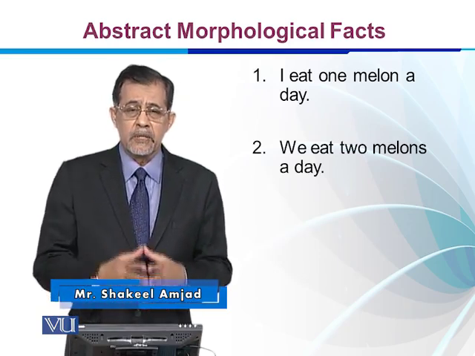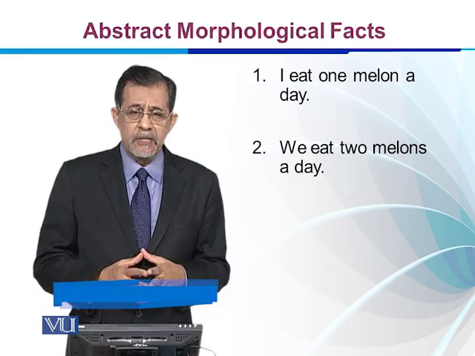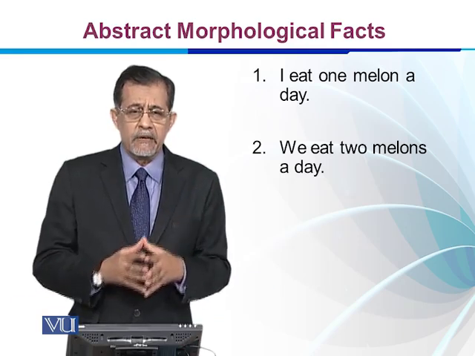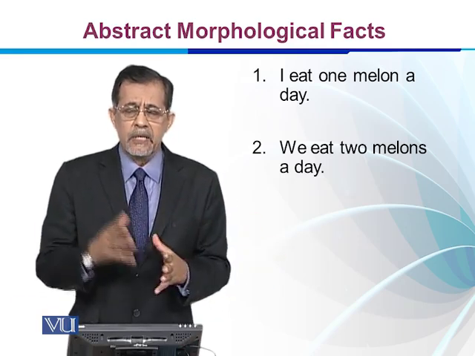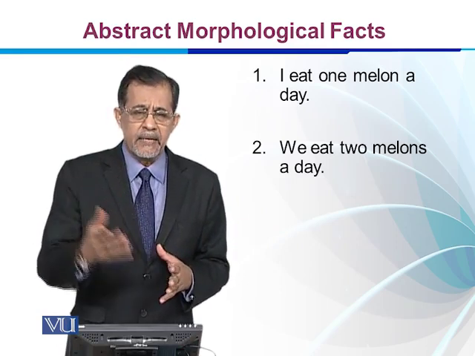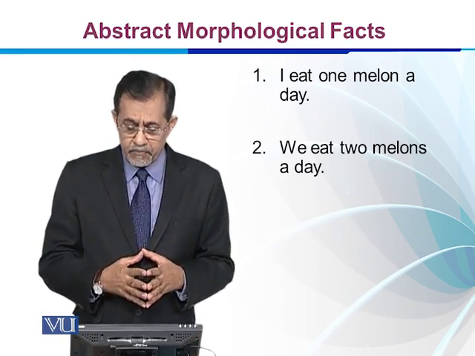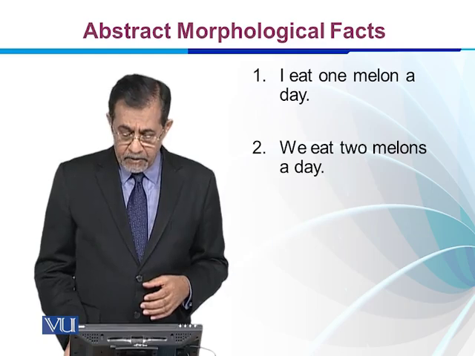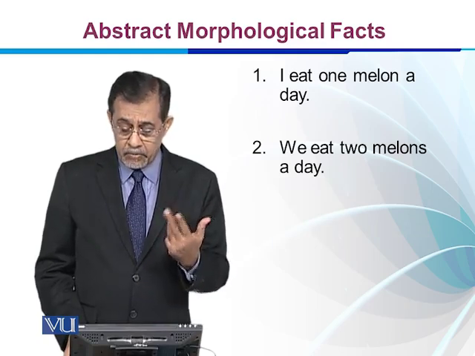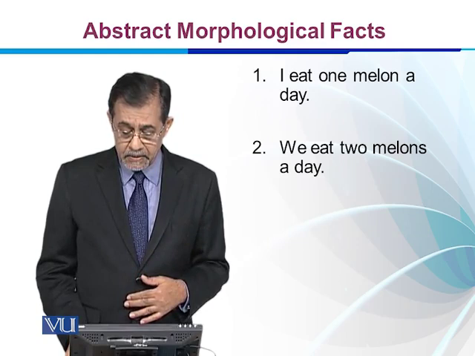So in English, for a single entity, we have a singular noun. And for more than one entity, we have a plural noun. We add s to it and make it a plural, right? So we have 2 morphemes in this case.